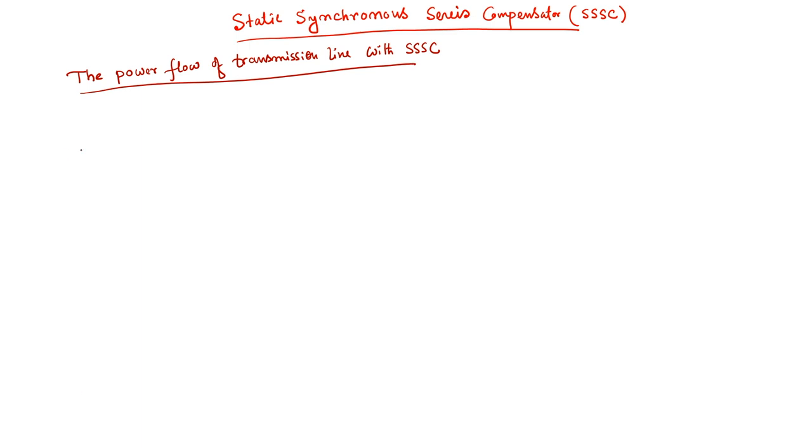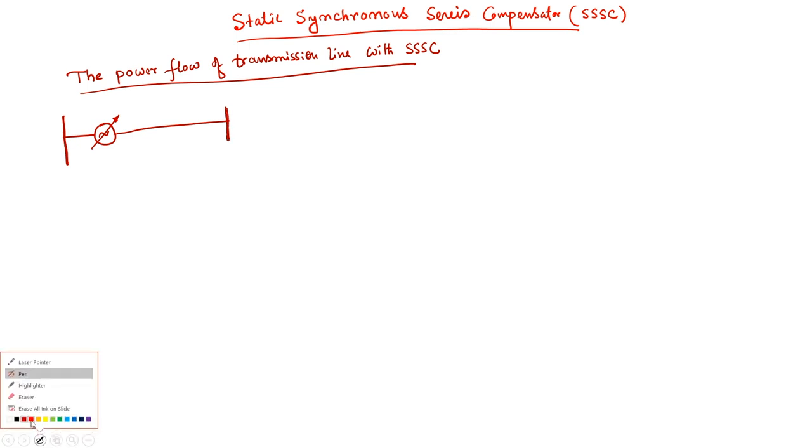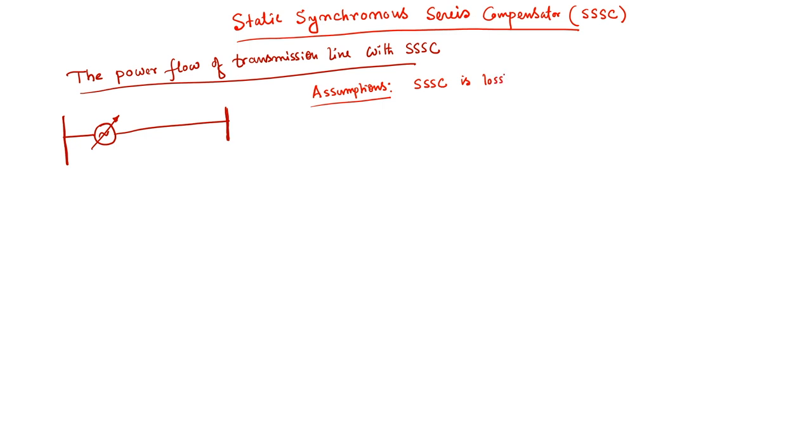Okay. So, to do so, let us consider a single line diagram of a 3-phase power transmission line. Here we have SSSC placed, all right. Also, for doing so, we will take some assumptions. So, our assumptions are SSSC is lossless. Also, we consider a 3-phase lossless symmetrical transmission line.